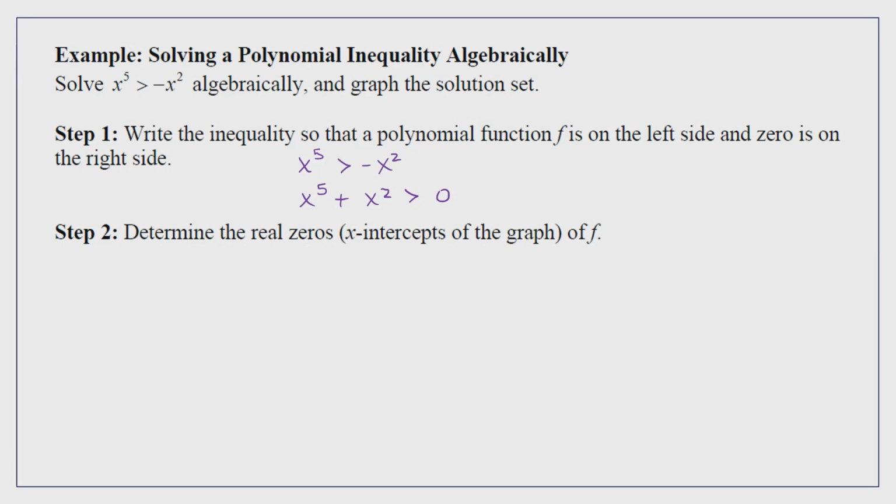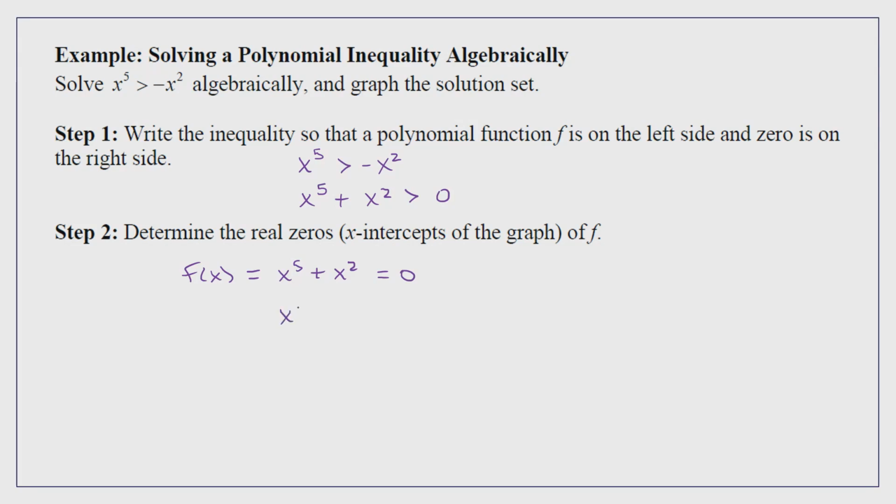Now for step 2, we want to determine the real zeros, which are the x-intercepts of our graph of f. So we have f of x equals x to the fifth plus x squared, and we're going to set this equal to 0 to find our x-intercepts.